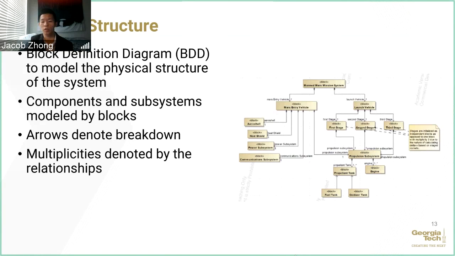So that means there's one Mars entry vehicle within the Mars mission system. So as you can see, the breakdown goes primarily for the Mars entry vehicle, breaking down into the aeroshell, heat shield, power subsystem, comms subsystem. And then the launch vehicle is broken down into three stages, the first, second, third. And then within each stage, there's also a propulsion subsystem, which is comprised of a propellant tank and engine.